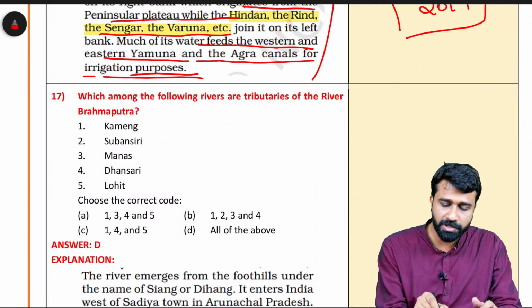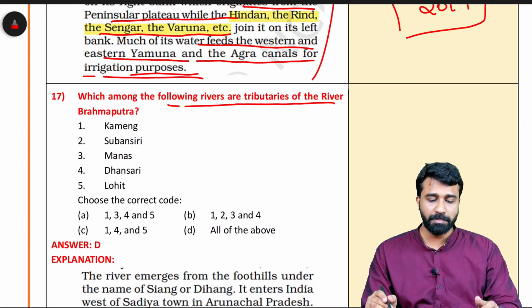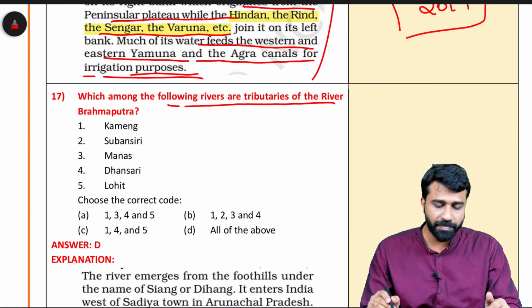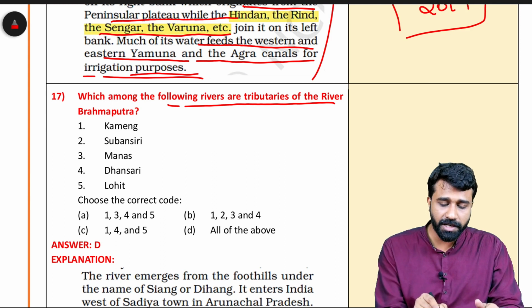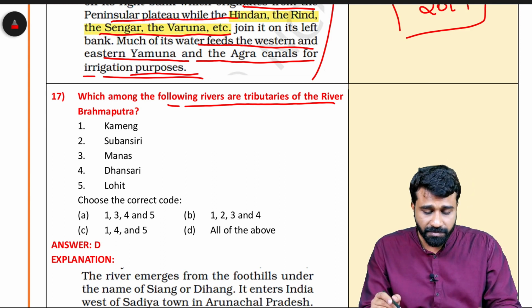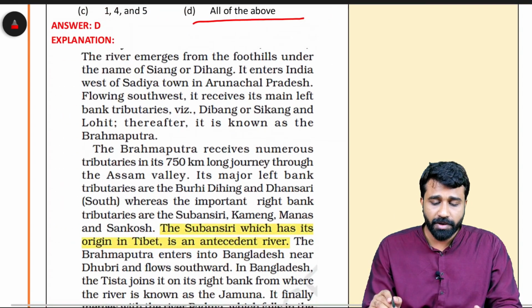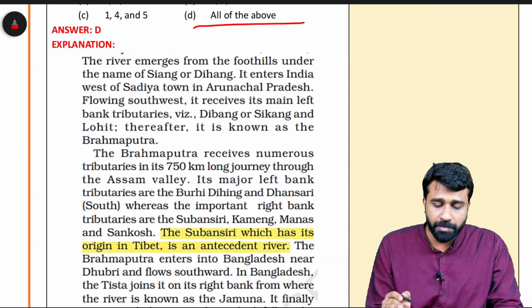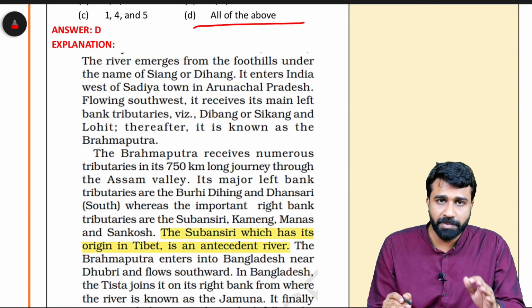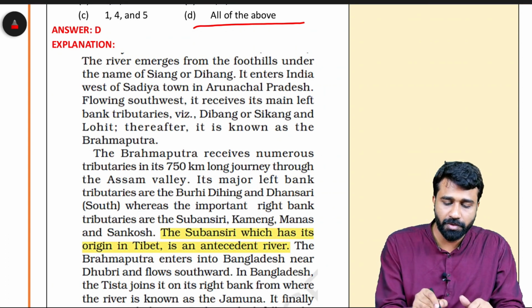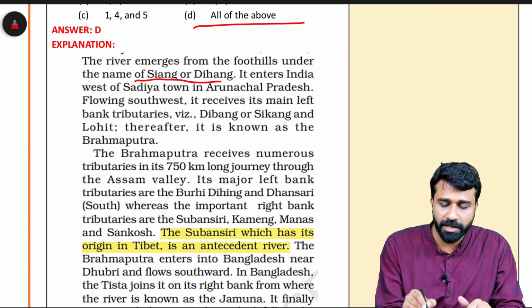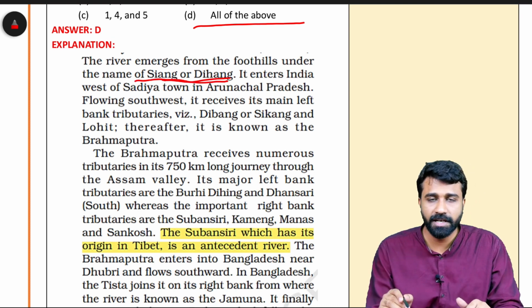Next, which among the following rivers are tributaries of river Brahmaputra? I am finding you the themes here. Kameng, Subansiri, Manas, Dhansiri, Lohit. All are tributaries of Brahmaputra. You have to remember right bank tributaries and left bank tributaries, and how the Brahmaputra river emerges out of the foothills under the name of Siang and Dihang.